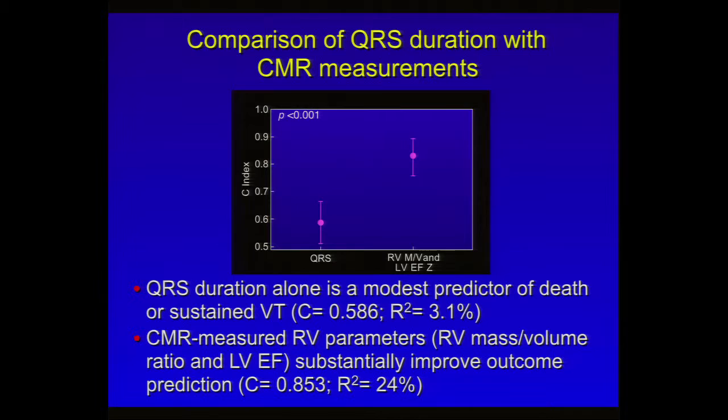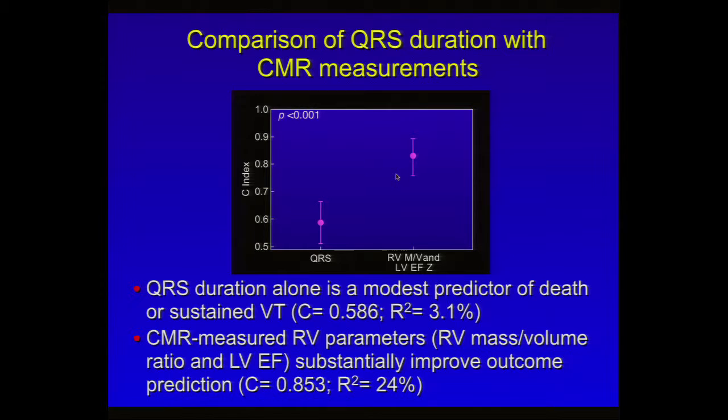And you can just see it graphically. On the y-axis is C index. This is the ability of QRS duration to predict the outcome. And here is a combination of MRI parameters alone, RV mass to volume ratio and LV ejection fraction Z-score, with a much stronger ability to predict the outcome.